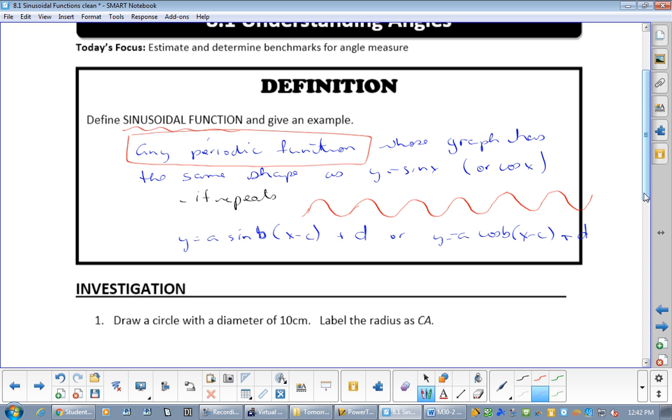Now, what do you think A stands for? Can you remember? Not the indicator of negative or positive. Remember, I did it on the calculator minutes ago. That's how high and how low it's going to go. It's called my amplitude. B affects the period. When I mess with B, I squish it in or I pull it out. That's what B is going to do. C moves the entire graph left or right. D moves the entire graph up and down. You need to know that.